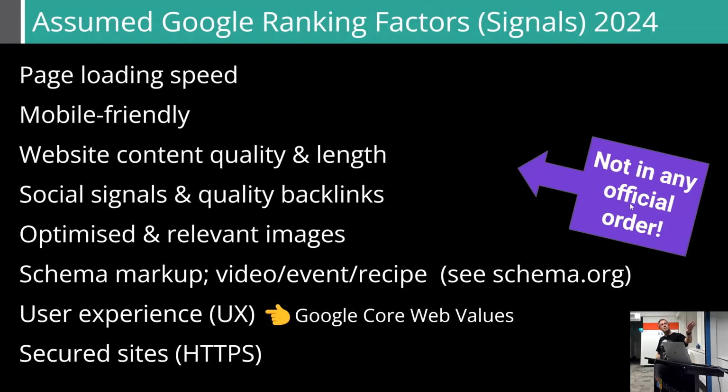So here are the assumed Google rankings. Important people have tried to figure out, through lots of tests and experiments, what sort of stuff might be included in this super secret algorithm. These are reasonable hypotheses, and they are not in any particular order. Page load speed: Google talks about this a lot, about needing a fast website. We assume that that's going to be a ranking factor. Really, really slow websites don't rank high on Google. So page loading speed is probably a very important signal.